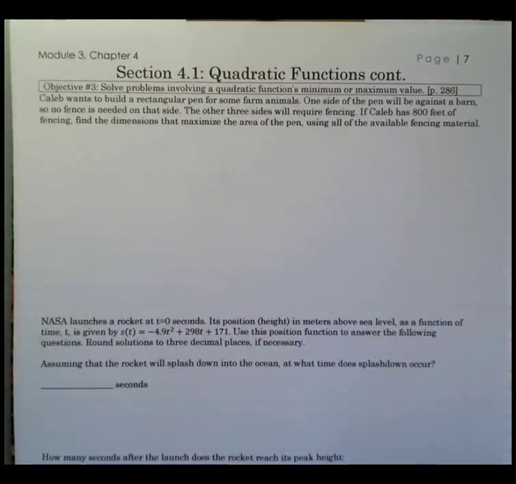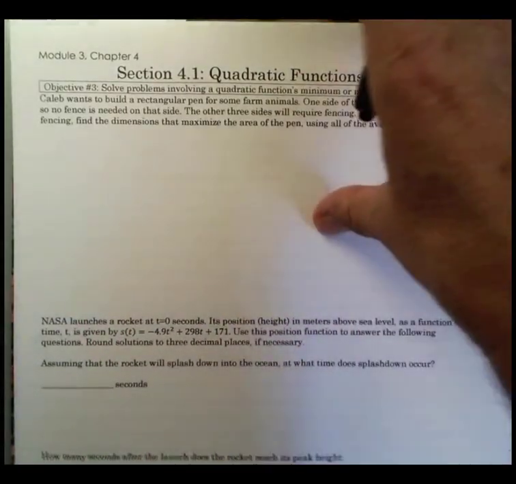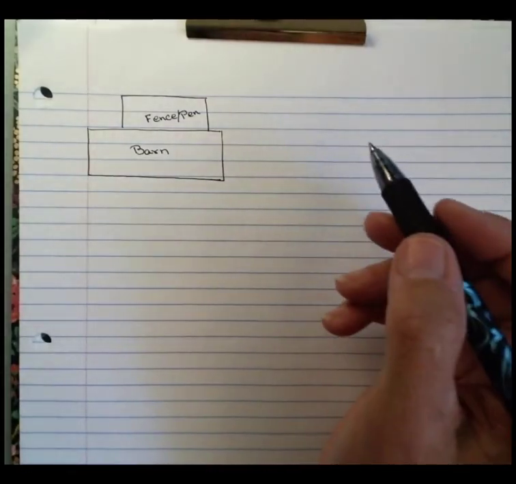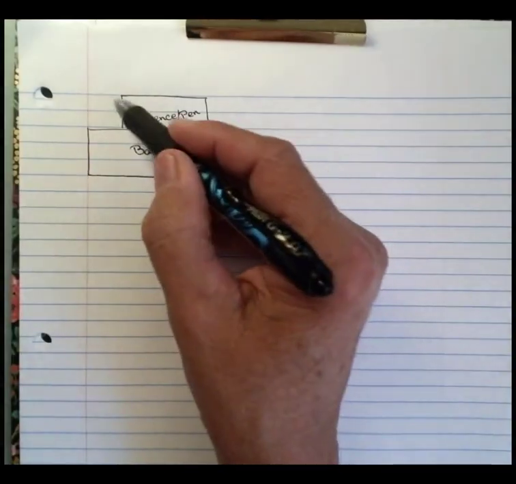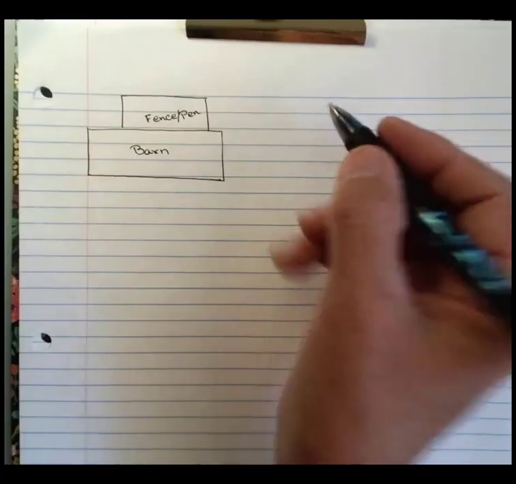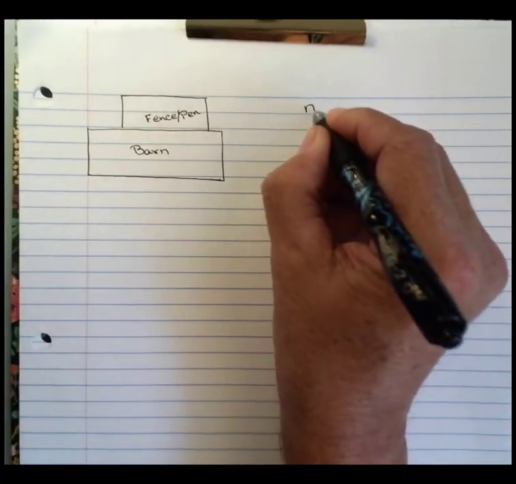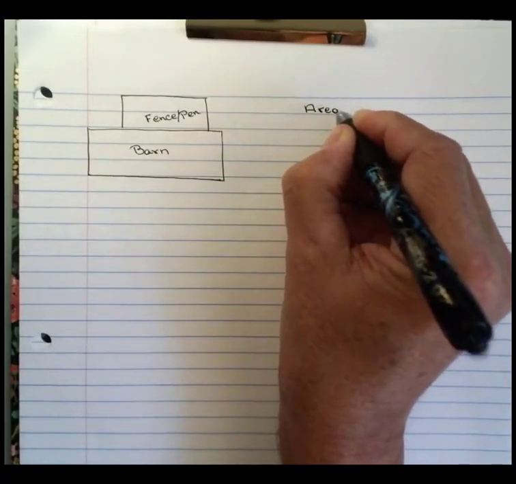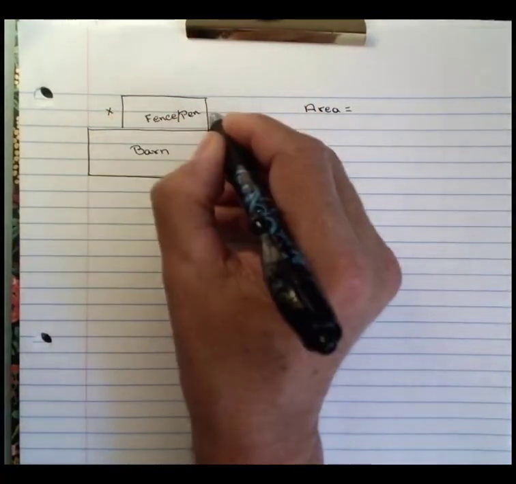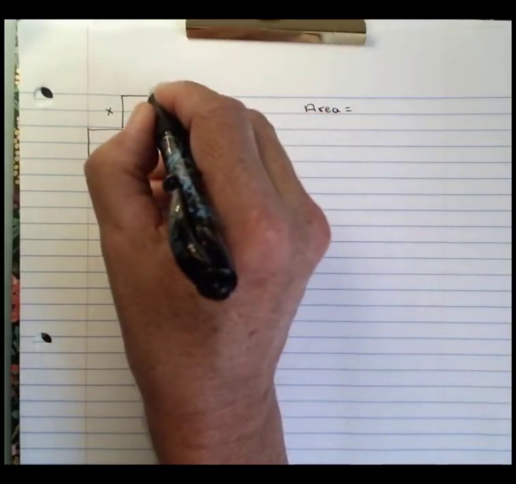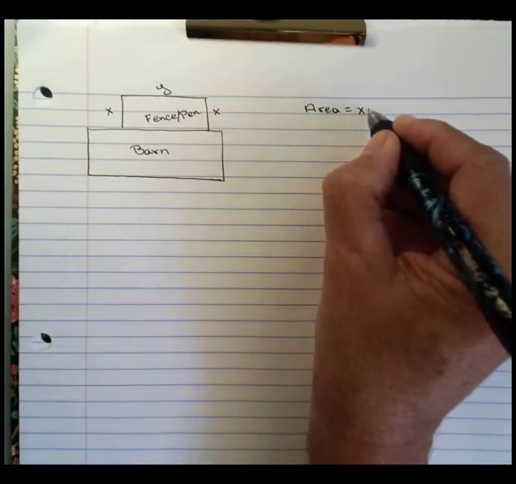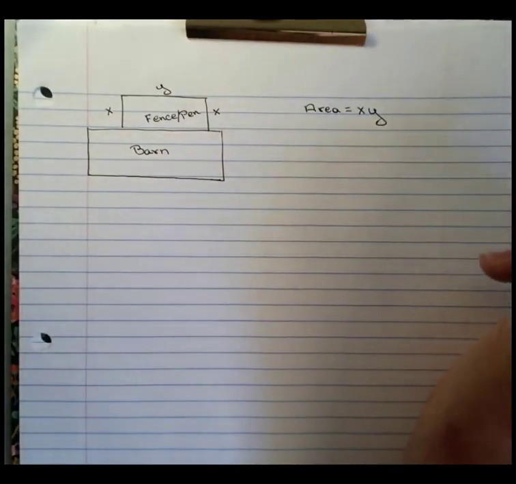Now, I wanted a little more room to work, so I'm working this one on paper for you. And I've drawn a rough sketch of what I pictured, the barn, and of course the pen taking up 3 sides, and this is the fence that Caleb has. And I'm going to write down what I know about it. I know that the maximum area is what I want, and I know that area is always going to equal length times width. Well, I'm going to call these sides here x, and I'm going to call this one y, just because I'm used to working in x's and y's. So I would say the area of that pen would be x times y.